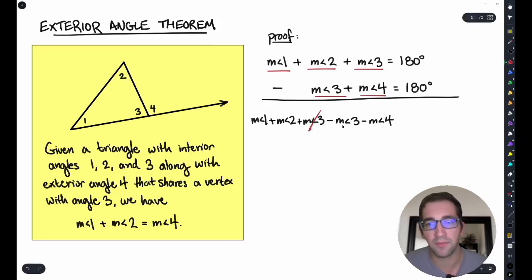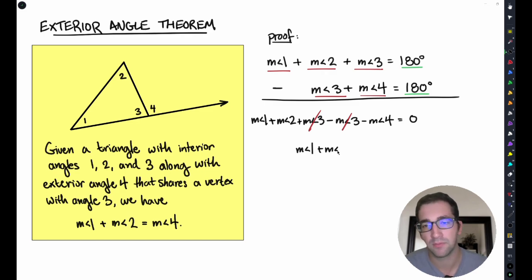These two cancel out. On the right-hand side, we have 180 degrees and 180 degrees. When we subtract those, we end up with 0. So right now we have measure of angle 1 plus measure of angle 2 minus measure of angle 4 equals 0. From this point, we can just add the measure of angle 4 to both sides, and then we get measure of angle 1 plus measure of angle 2 is equal to the measure of angle 4.